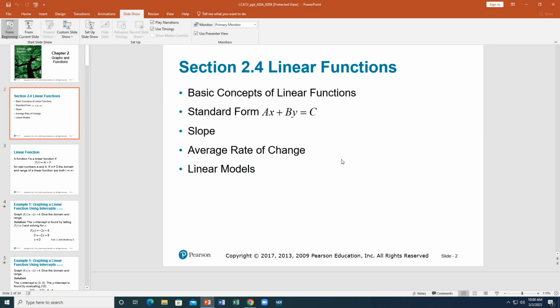We'll talk about the basic concepts of linear function and a standard form ax plus by equal to c, and we'll talk about the slope, average rate of change, and the linear models. So first of all, we'll talk about the linear function, okay?